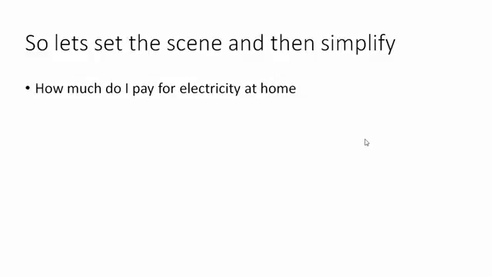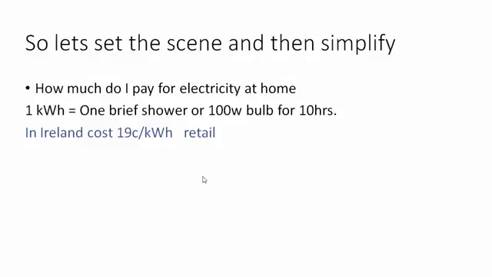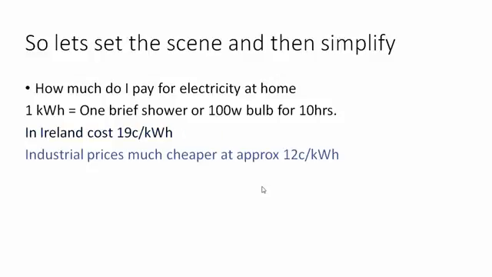So let's set the scene before we go any further, simplify things a bit, and bring it back down to layman's terms, and look at how much I pay for electricity at home here in Ireland. If you live in the US, you'll pay a little bit less. If you live in Germany, you'll pay more, but you get the general idea. So if I was to have a brief shower, or leave a 100-watt light bulb on for 10 hours and use 1 kilowatt hour of electricity, that would cost me about 19 US cents. Now, industrial prices are quite a bit cheaper, and in Ireland, electricity for, say, a large hotel or a manufacturing plant will cost about 12 cents.